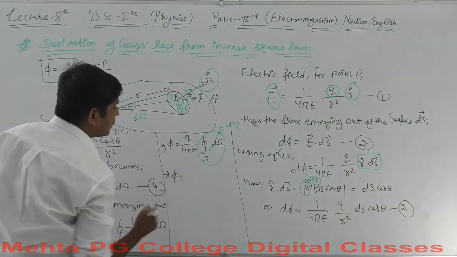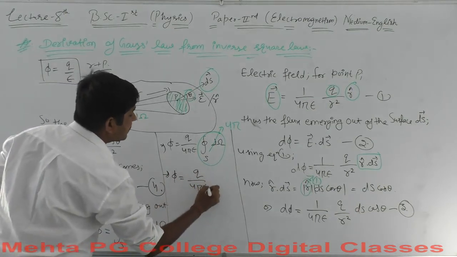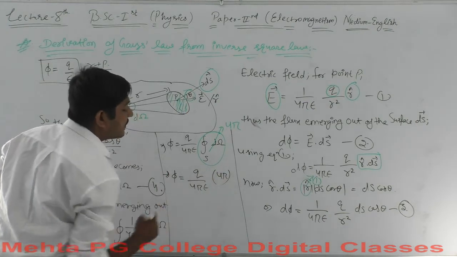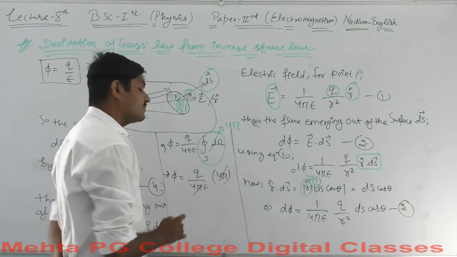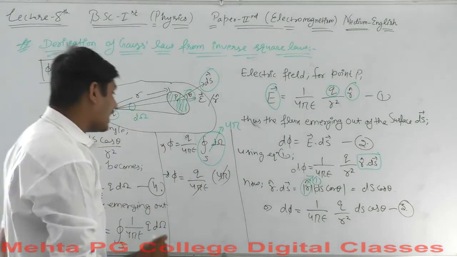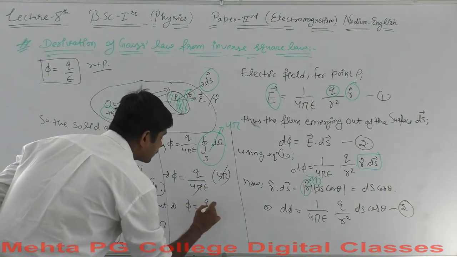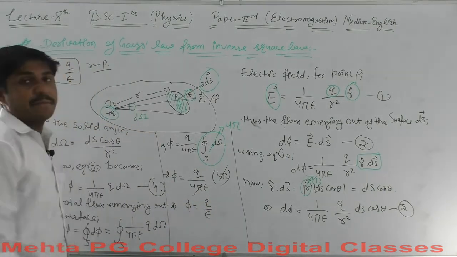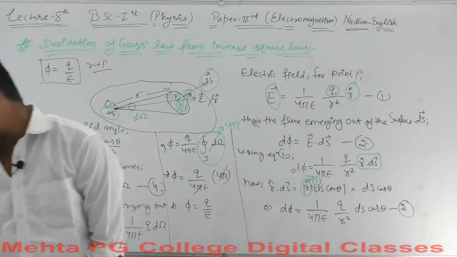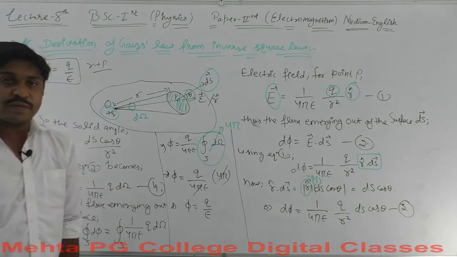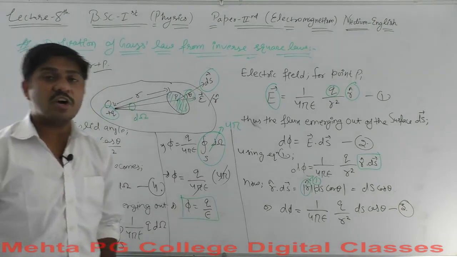So what will the value of phi be equal to? q over 4 pi epsilon multiplied by 4 pi. Yes, we will cancel out 4 pi with 4 pi. So what do we have? We have phi equal to q over epsilon, and this is Gauss's law. Yes, this is Gauss's law, which we were supposed to arrive at. This is the mathematical statement of Gauss's law.